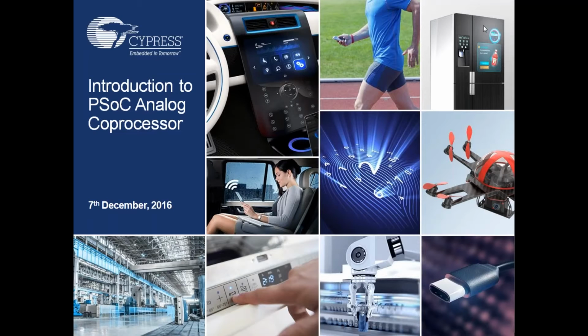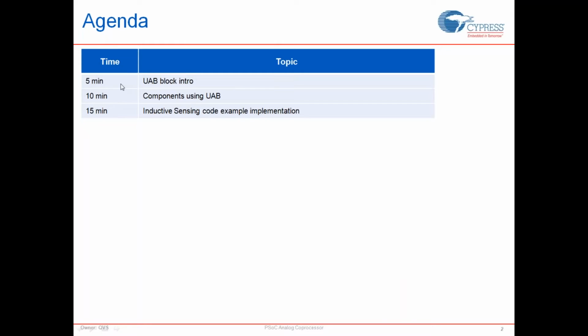Hey guys, so I'm Kanan. I work as an applications engineer at Cypress. Work on devices like the analog coprocessor and some of the upcoming devices from the PSOC family. Today is an extension of what we discussed last week. Last week we went through all the analog components of PSOC, and one of the things that we left out last week was the UABs, which is a universal analog block.